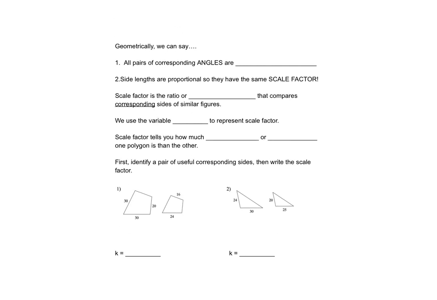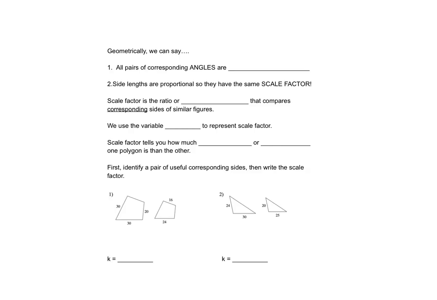Okay, and then we're going to add a little bit more to that, not just the vocabulary, but geometrically speaking, we can say that all pairs of corresponding angles are equal to each other. Angles don't get bigger or smaller when you zoom in and zoom out. Side lengths get bigger and smaller. Angles do not. Side lengths are proportional, so they have the same scale factor.